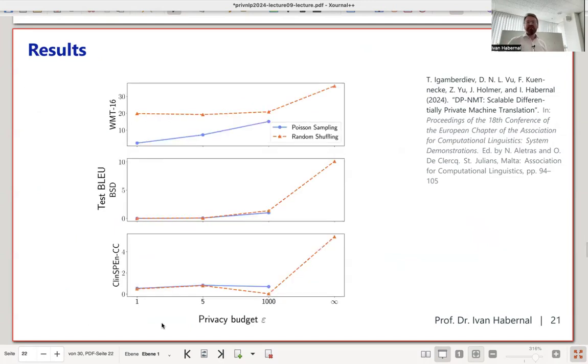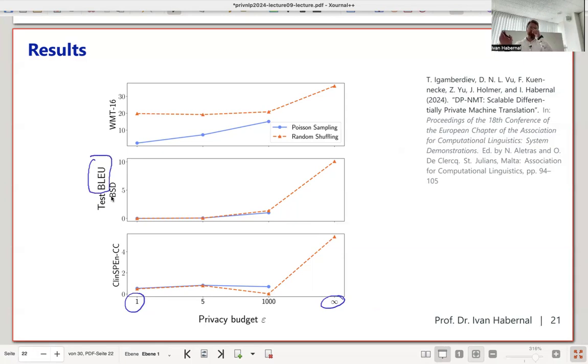And here's the thing. This is good and bad news. The good news is we try different epsilon privacy budgets. Again, the more to the right we go, the less private it is. An epsilon of 0 means basically no privacy, and an epsilon of 1 means something like strong privacy. So for the BLEU score, the higher the better.